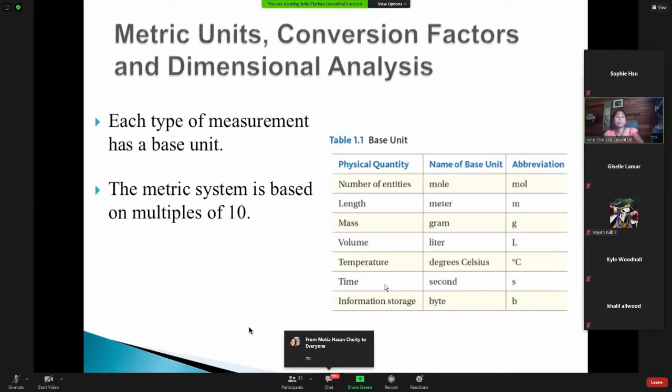So, metric system, British system, and then we have the system used by the scientific community, and this is what is used by the scientific community. So if we talk about number of entities, meaning this is the collective term, what does that mean?